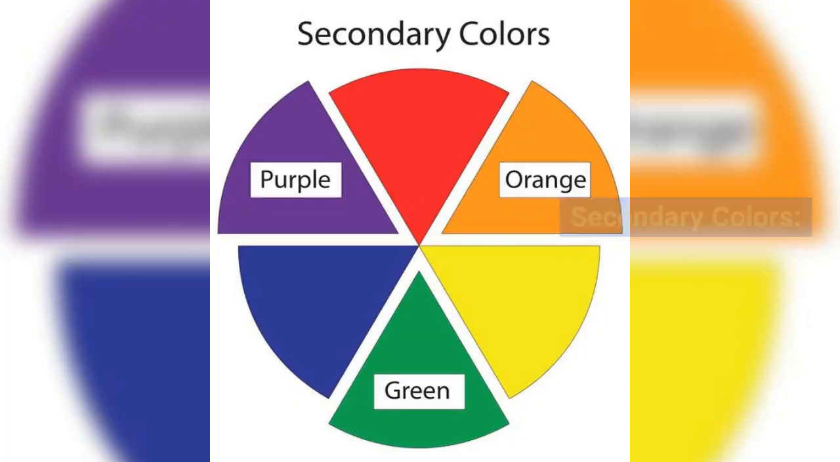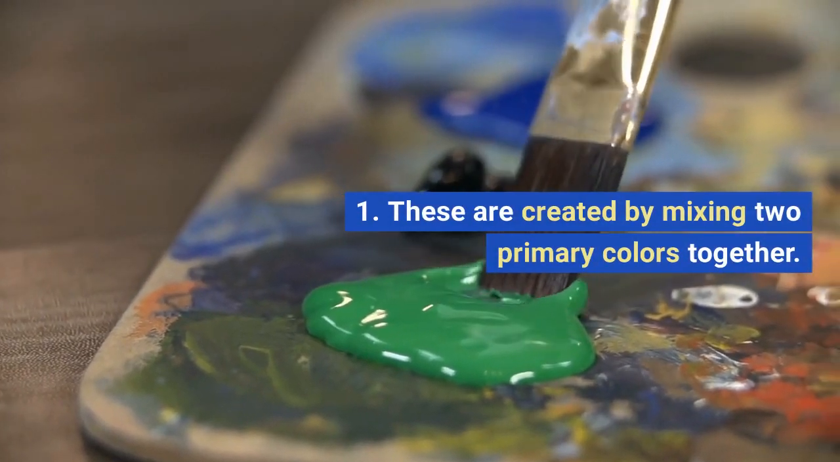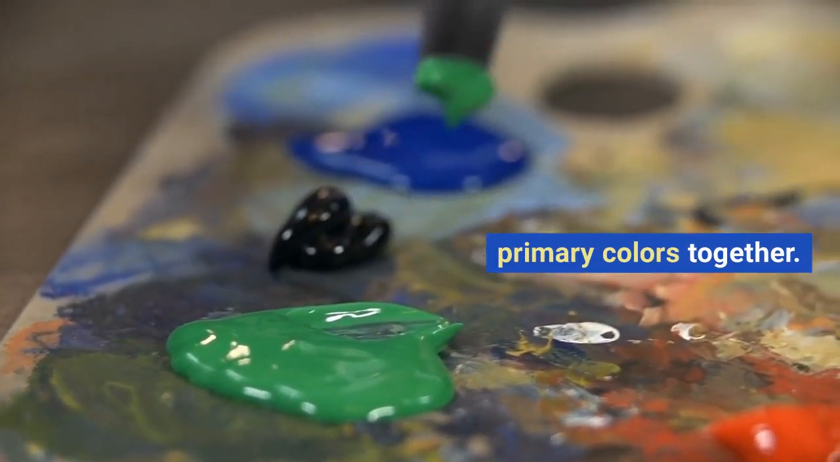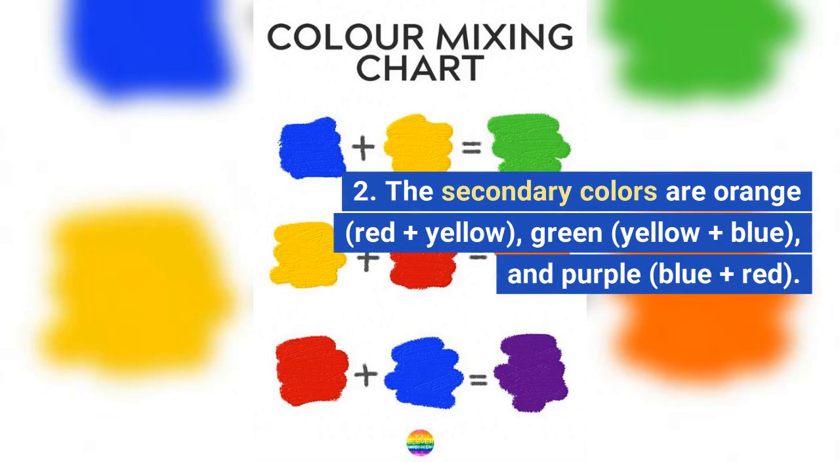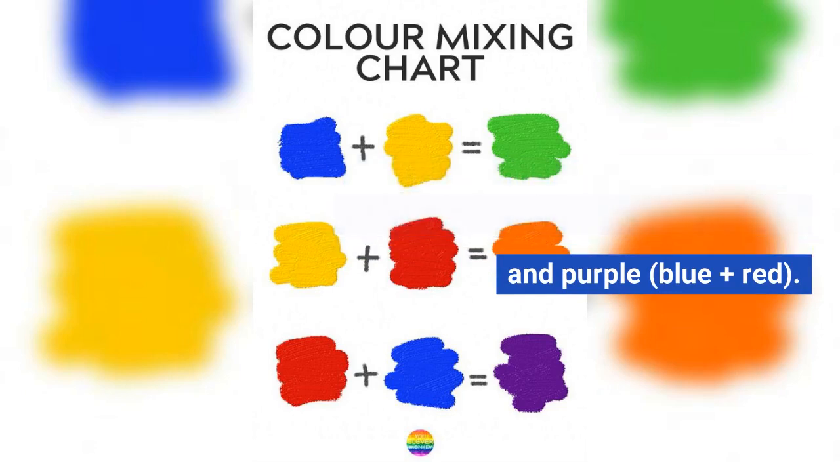Secondary colors. 1. These are created by mixing two primary colors together. 2. The secondary colors are orange (red plus yellow), green (yellow plus blue), and purple (blue plus red).